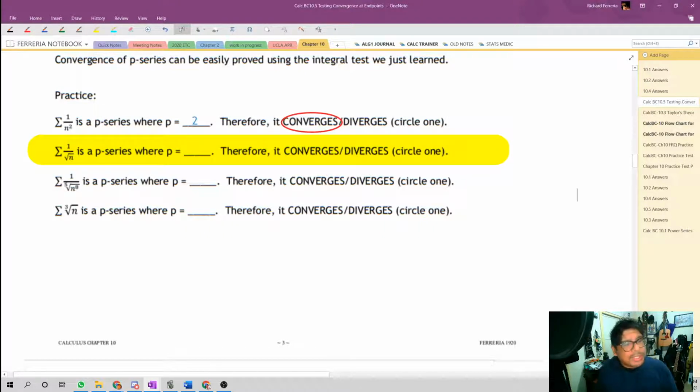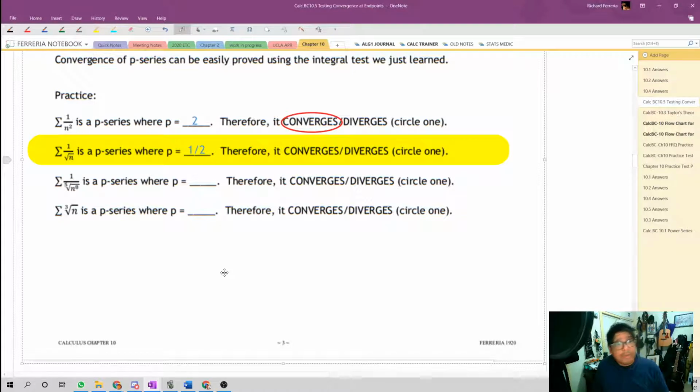Number 2, don't let this fool you. Even though it's a square root, it's still a 1/2 power. So this is 1 over n to the 1/2 power, which is a p-series where p is 1/2. So since p is 1/2, we know that 1/2 is less than 1, so that series has to diverge.